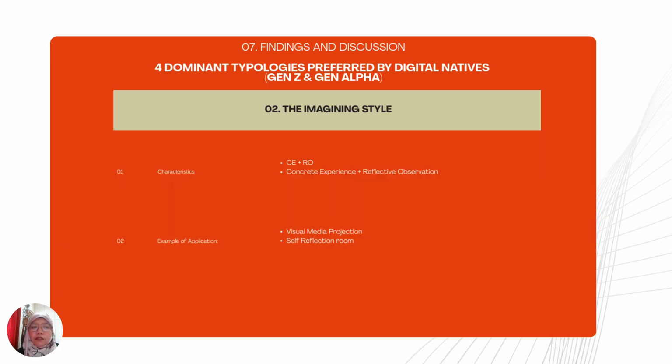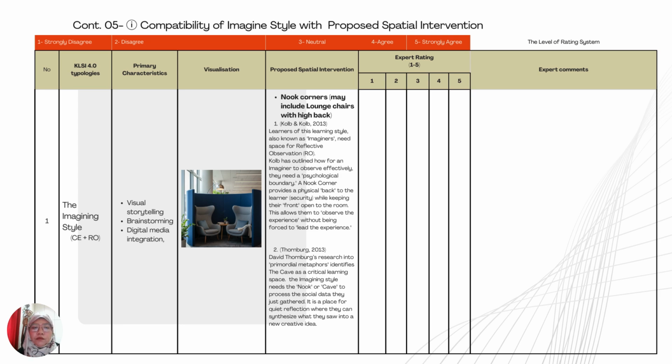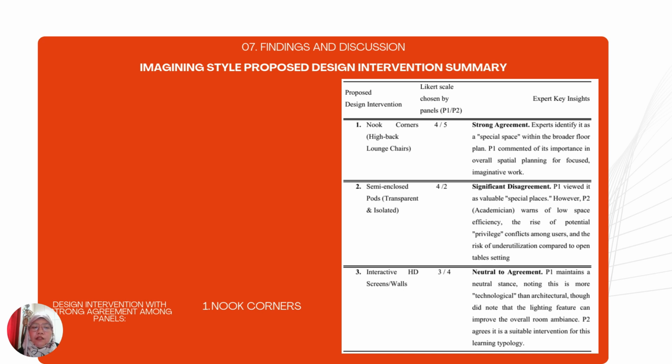Secondly, we go to the imagining style. This is an example of how the experts answered the form. The overall summary is that they agreed that having nook corners is an important, essential architectural intervention in fostering effective knowledge transfer among the digital natives.